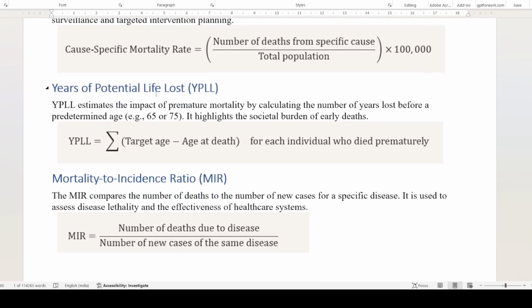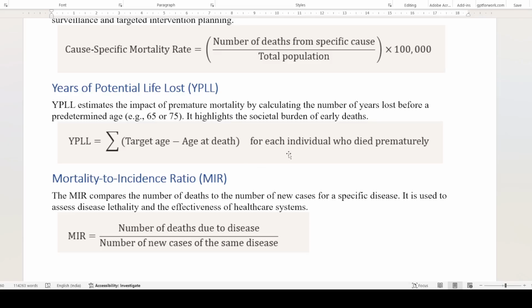Then years of potential life lost, YPLL, means here we are estimating the impact of premature mortality by calculating number of years lost before a predetermined age. Means we are highlighting the burden of early deaths in the society.